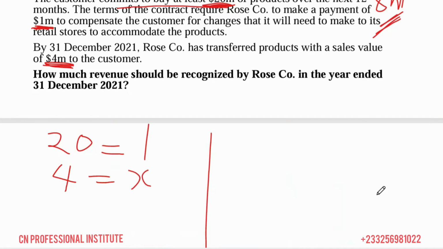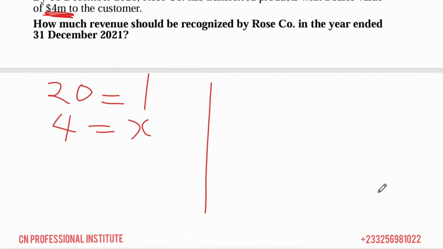Let it be X. So we are just using ratio and proportion. If we promise that for every 20 million, we make a refund of 1 million, for the 4 million, what will be the refund? So we just do cross multiplication. So 20x is equal to 4.